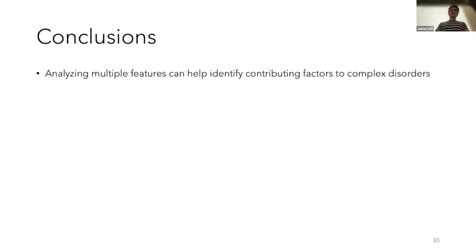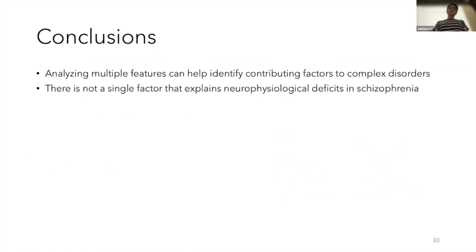So to conclude, analyzing multiple features can help identify contributing factors to complex disorders. There is not a single factor that explains neurophysiological deficits in schizophrenia, right? So we need more than one feature if we really want to explain neurophysiology. And I like to say this because it happens all the time that when I present, people say, yeah, of course, no one thinks that you can explain schizophrenia with one method. Who would believe that? And I say, yeah, I agree. But if you see how the research is conducted and how the results are reported, they are implicitly assuming that you can do that.